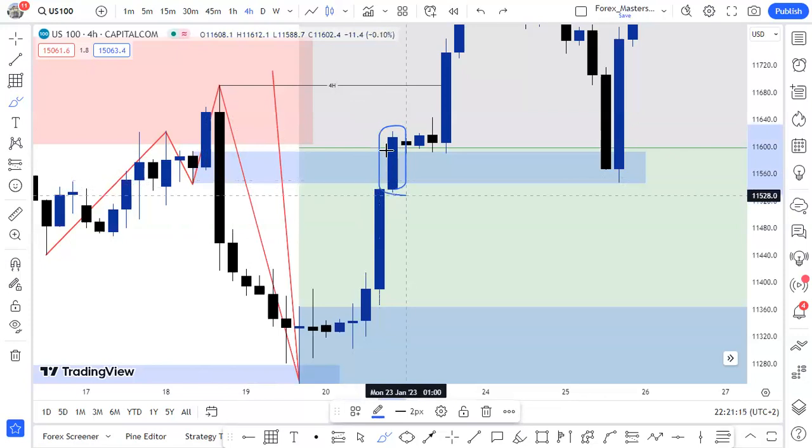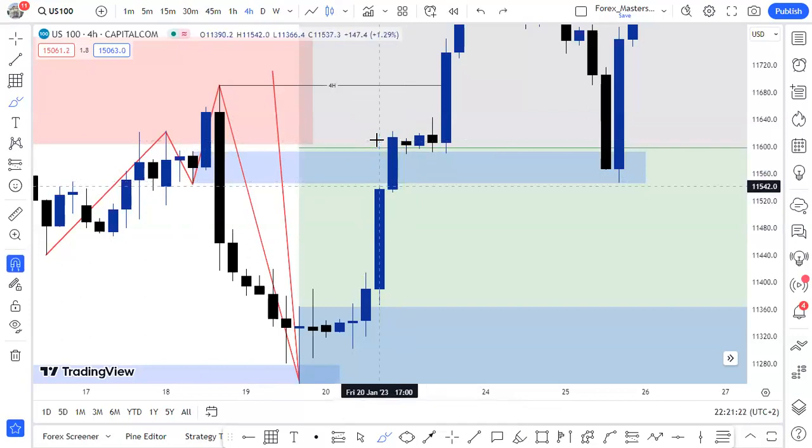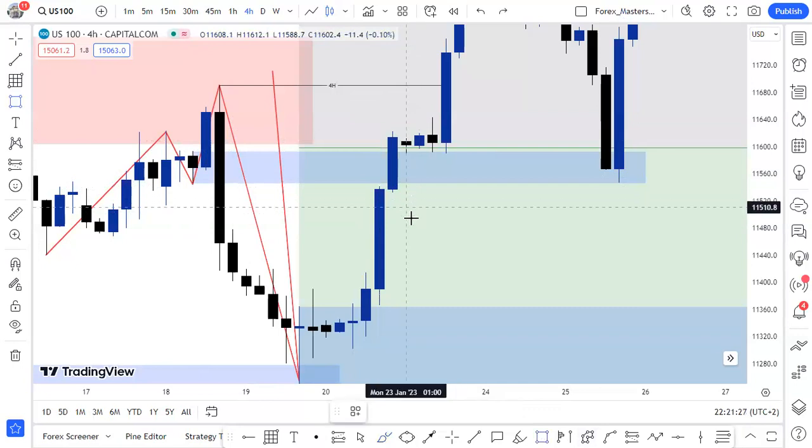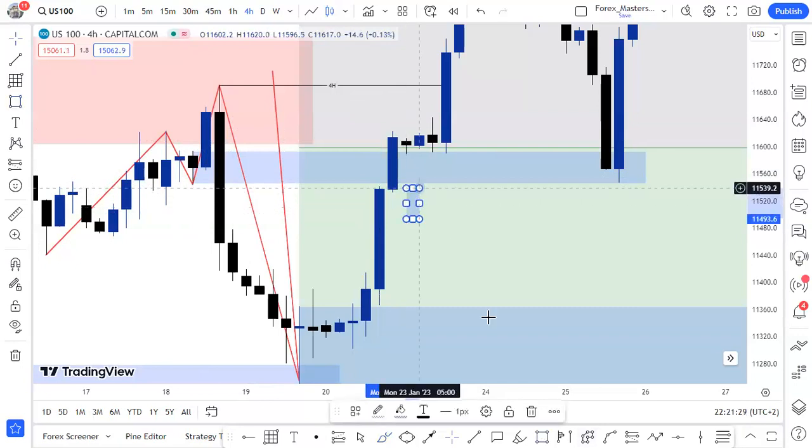All right, it never reacted to this zone again. So what would have happened if this zone happened like this? If it happened like this, where the market opens, let's hope this is quite clear.